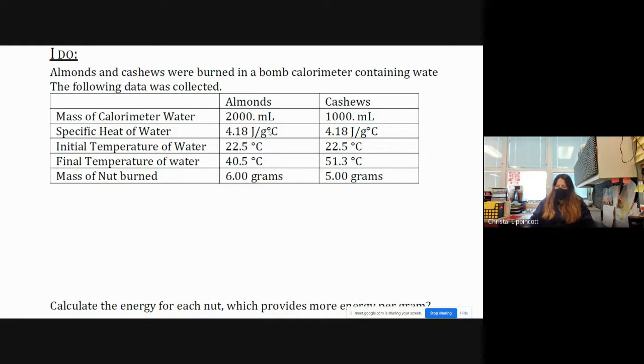First thing we need to do is set up our equation. We're going to have two different setups here because we've got two different nuts that we're working with. So for the first nut, we've got our water here. And we know that our mass of water, they didn't give us mass, they gave us volume in milliliters.